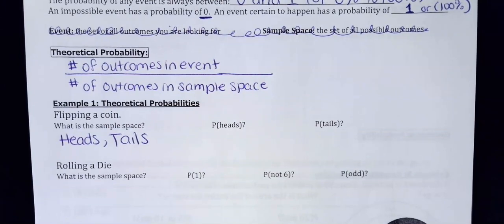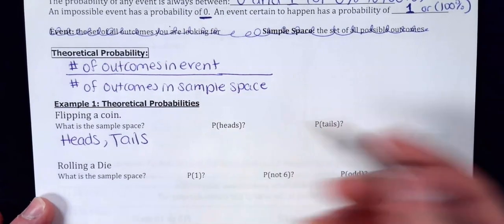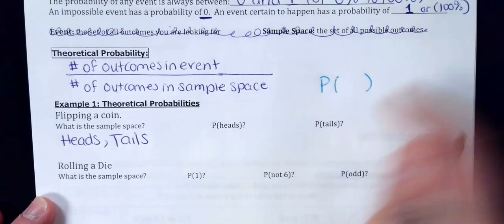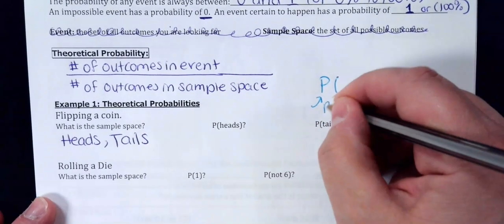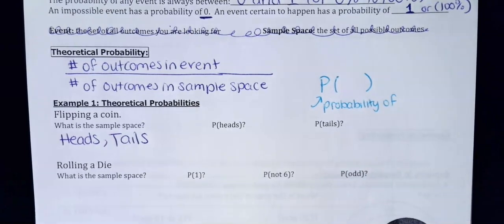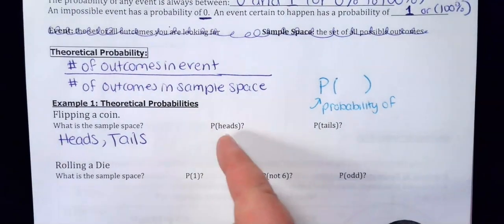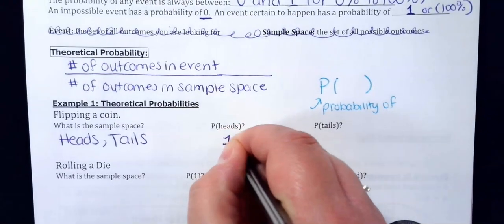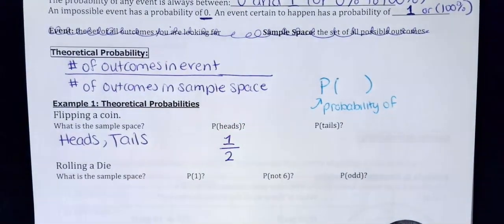Now, if you see what I've got to the side, I have P and then in parentheses heads. If you have this and there's something in the parentheses, that means the probability of whatever's in the parentheses happening. So P of heads means, what's the probability if I flip a coin I get heads? One side of the coin is heads, one is tails. So the number of ways I could get heads is 1 out of my sample space, which is 2. So the probability of me flipping heads would be 1/2.